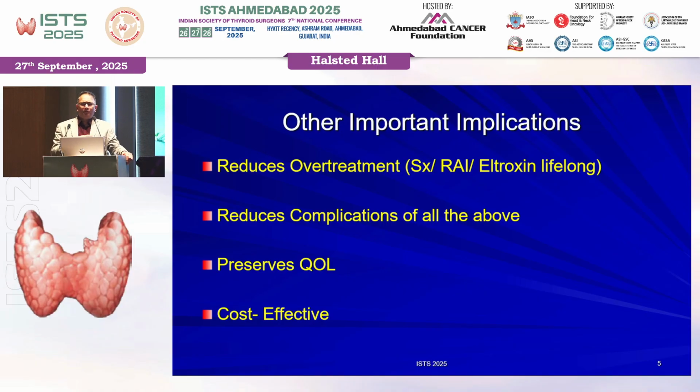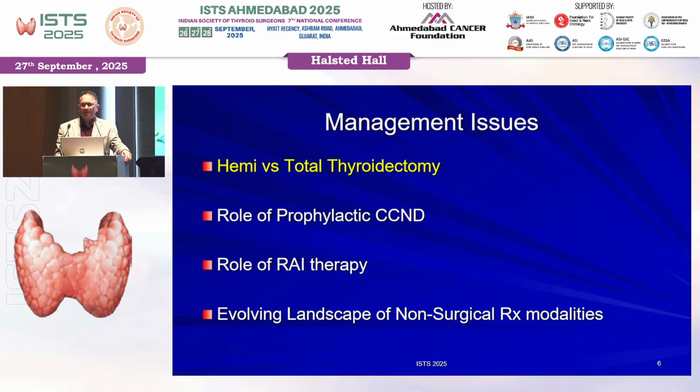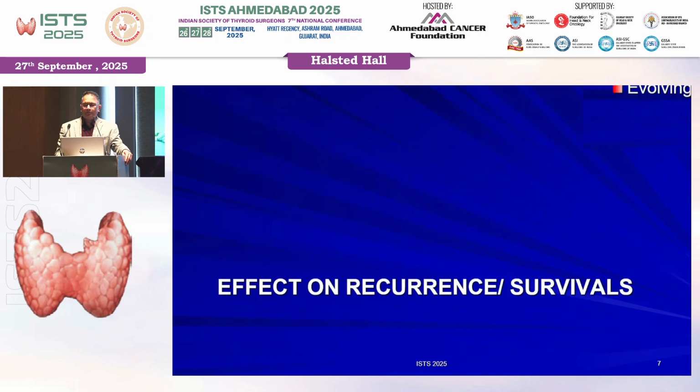So there are very many other implications of having defined low-risk thyroid cancers and managing them appropriately based on the guidelines. So there are 4 broad management issues: hemi versus total thyroidectomy, role of prophylactic neck dissection, which Professor Dev is going to talk about subsequently, role of radioiodine therapy, and the evolving landscape of non-surgical modalities, which I'll quickly cover. Of course, when we compare 2 surgical modalities, hemithyroidectomy or total thyroidectomy, the first and most important thing is what is the effect on recurrence, and more importantly, what is the effect on survival.